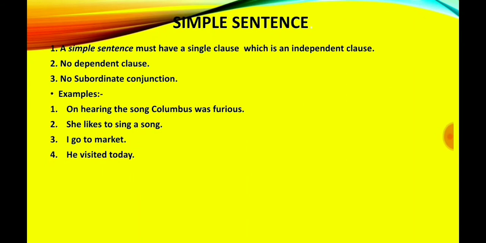Let us see simple sentence. A simple sentence must have a single clause which is an independent clause. Second point, no dependent clause. Third one, no subordinating conjunction. Examples: On hearing the song, Columbus was furious. She likes to sing a song. I go to market. He visited today.